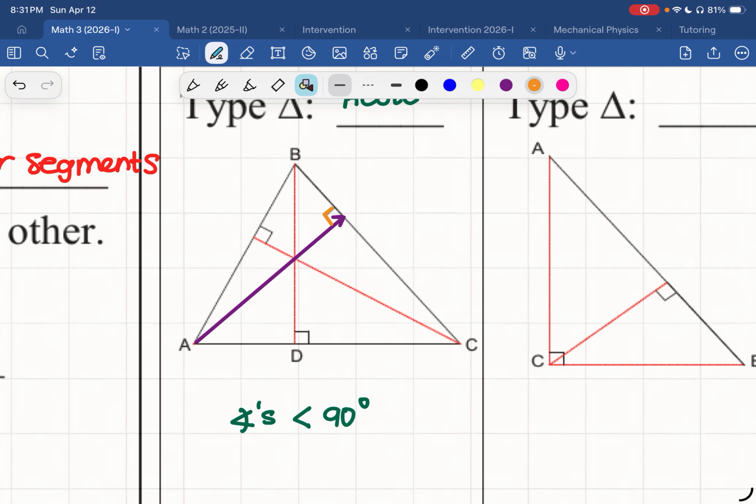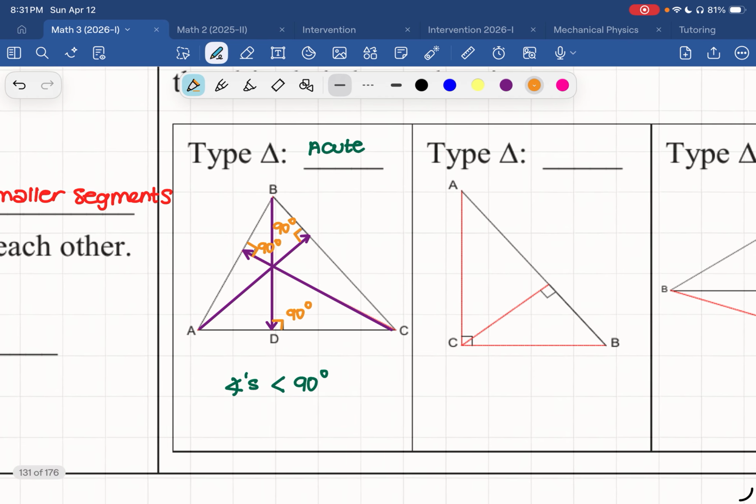Okay, let's do it with the other one. So the other vertex is this one, right? So this is gonna be a line that goes from that vertex to the opposite side, forming a 90 degrees angle. Again, here's the 90 degrees angle. Got it? And finally, this one comes from the vertex B and goes to the other side, forming what angle? 90 degrees. Remember, 90 degrees, 90 degrees, and 90 degrees, right?